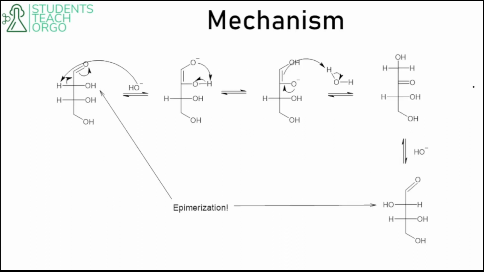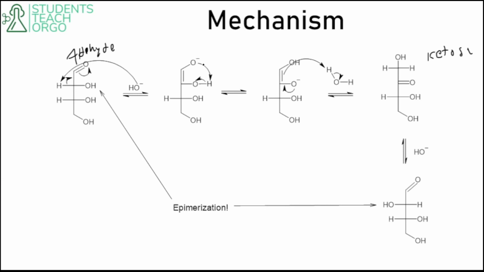So the very first thing you're going to do is use your base, and you're going to deprotonate this. So here we're going from the aldehyde to the ketose, but the reverse reaction would work as well if need be. So from the aldehyde to the ketose, the first thing you do is form an enolate, standard enolate formation. You're going to kick up those electrons, deprotonate, kick up those electrons.